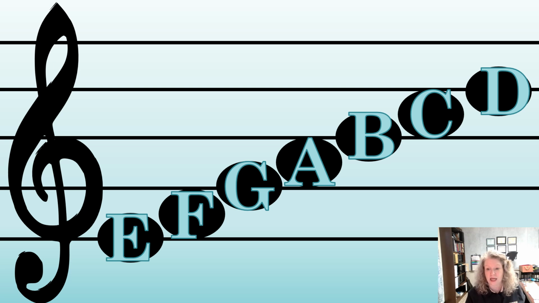So let's start at this D and go down. D, C, B, A, G, F, E. Let's go up again from E. E, F, G, A, B, C, D. This is something that we're going to introduce little by little with some of the ukulele material, but you're going to need to commit this information to memory.